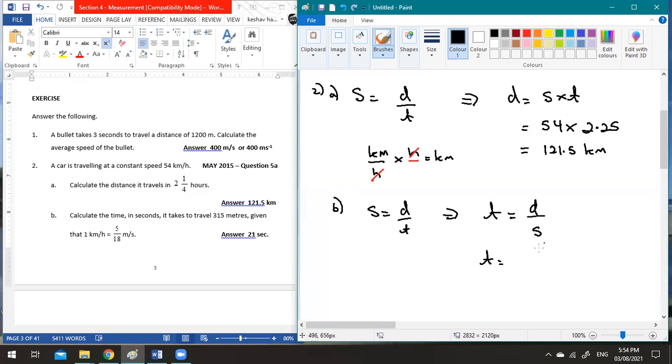Now, the distance we want to travel is 315 meters, which in kilometers is 0.315. Because to go from meters to kilometers, we divide by 1,000, since 1,000 meters equals 1 kilometer. So we have to divide by 1,000 to go into kilometers. The distance is 0.315. The speed is still the same, because they give us 54 kilometers per hour. So we're going to work it out.